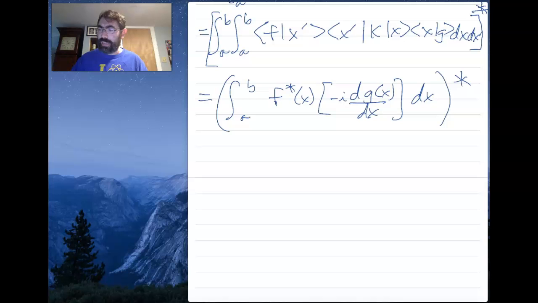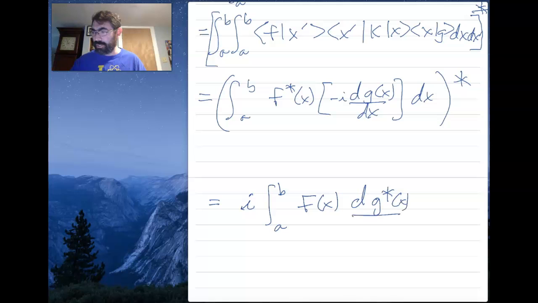Like so. And then I can just pull the complex conjugate in. I would get a positive i. I would change f from its complex conjugate, and then I would change the derivative of g to its complex conjugate, like so. And I'm essentially back to where I was before. So what do I have?